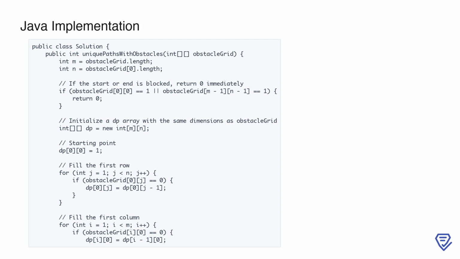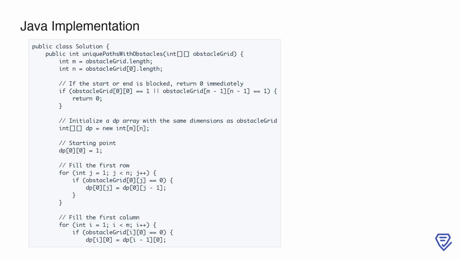Next, we handle an important edge case. If the starting point at the top left corner or the destination at the bottom right corner is blocked, we immediately return 0 since no paths are possible in such scenarios. We then initialize a DP array with the same dimensions as the grid. This dynamic programming array will store the number of unique paths to each cell.